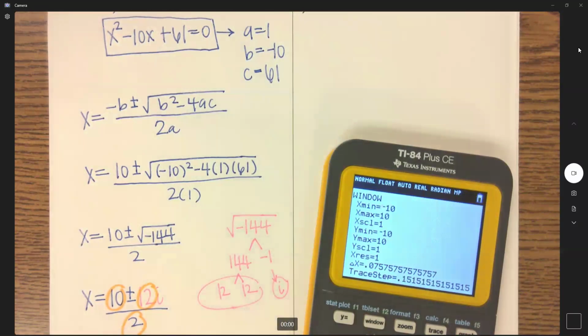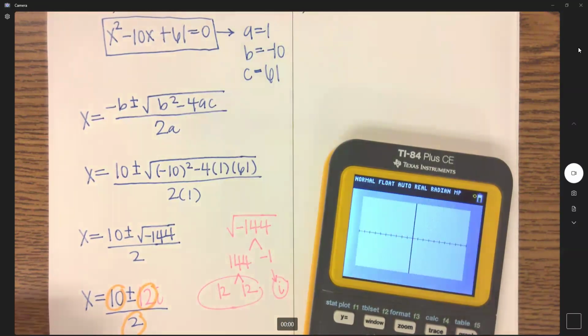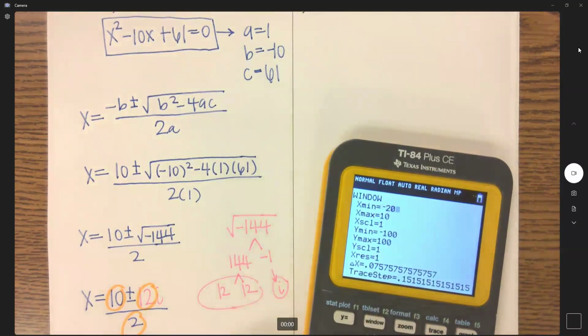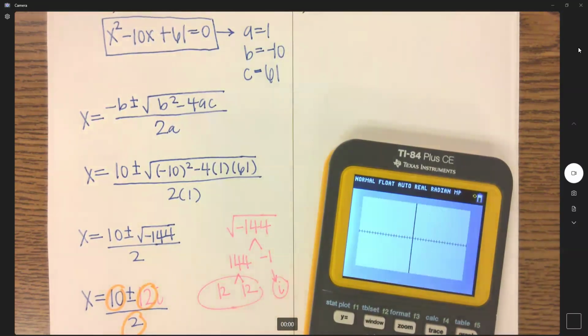I'm going to zoom out on my graph. Let's go negative 100 to 100. And there's my quadratic. Okay, if I zoom out a little bit more, maybe we can get more of that quadratic shape. Okay, but the big thing is, I don't have any x-intercepts.